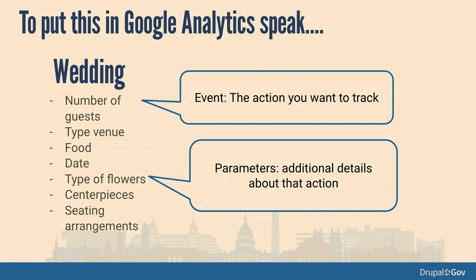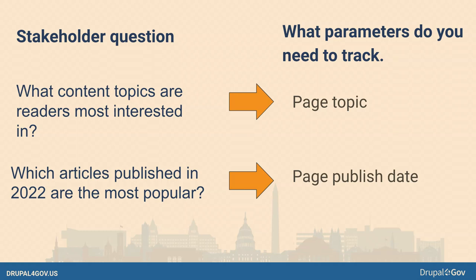So in Google Analytics, we have events, so the action, and then the fields or extra data, those are parameters. So just like you might have clients asking a wedding planner, hey, what types of centerpieces are popular? When we work in tech, we're getting questions from clients or stakeholders, other teams, about what's going on with content on the website or advertising campaigns.